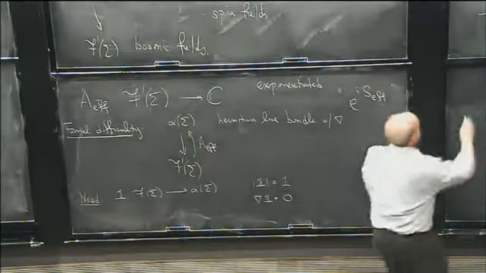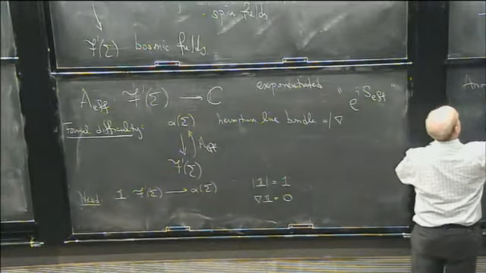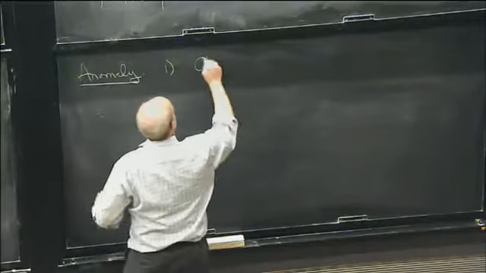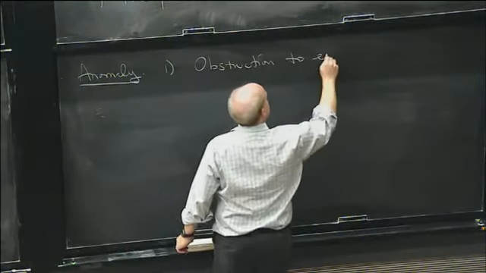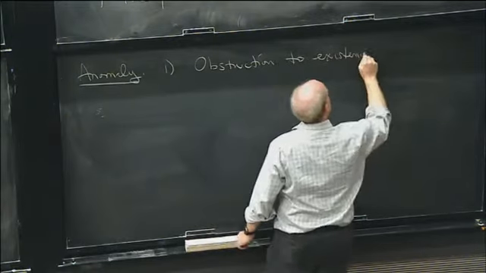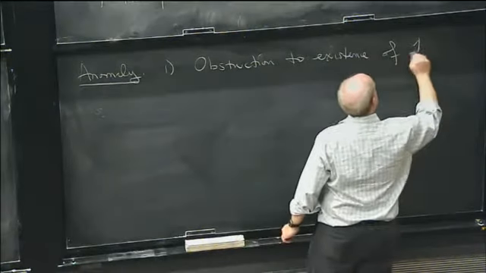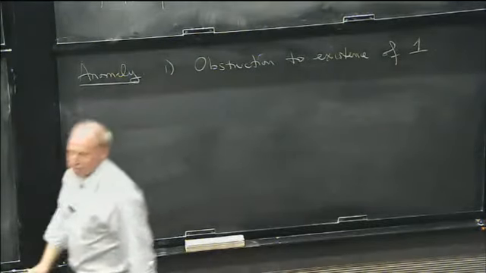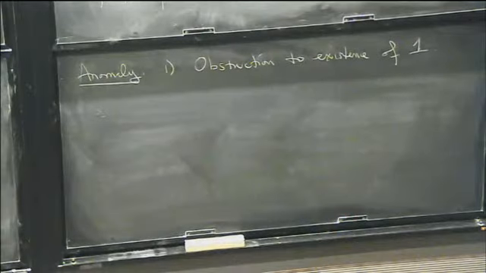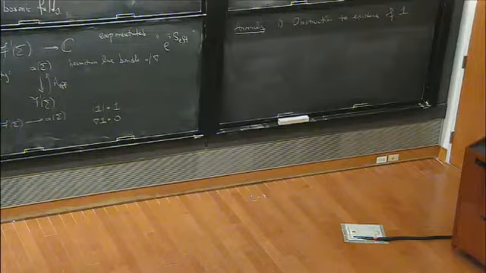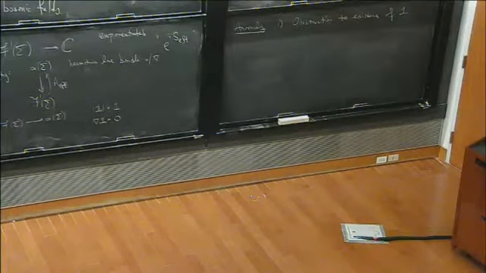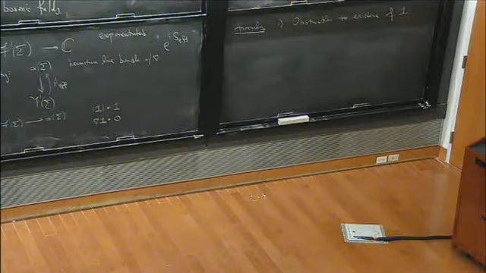And so the anomaly, well, in the first instance, it's the obstruction to the existence of that global basis. So that's what the anomaly is. And of course, it's easy to say what that is. It's just the holonomy of that line bundle. If all the holonomies are 0, then such a section exists.